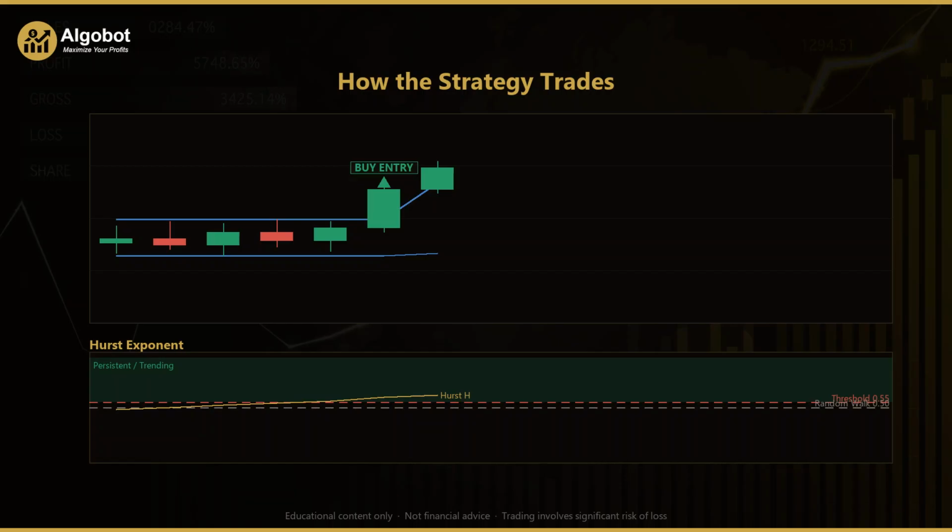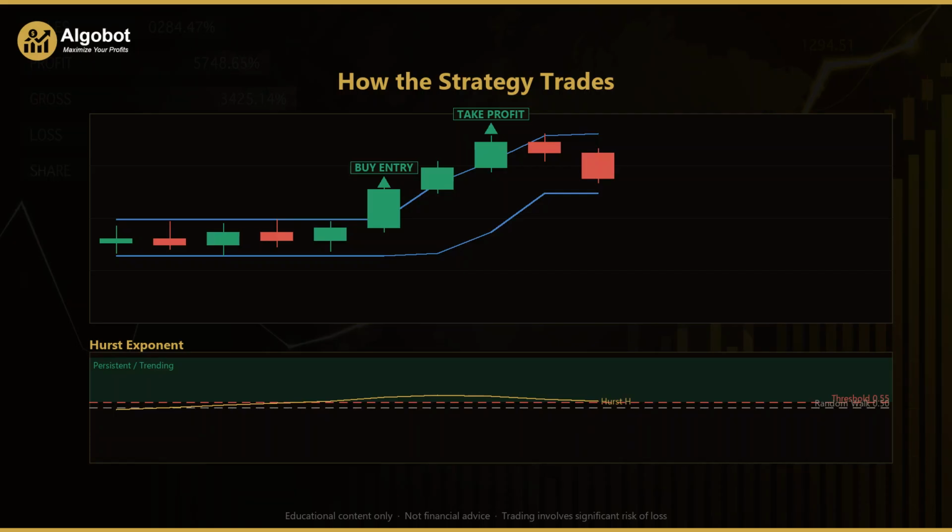Now watch the Hurst line climb. By the 5th candle, it has pushed up above the threshold of 0.55 and into the green persistent zone. At that same moment, price closes firmly above the channel high. Both conditions line up. The regime is trending, and the breakout is confirmed. That is where the buy entry marker appears. The strategy enters long, places its stop loss below entry at 2 times the average true range, and sets its take profit above at 3 times the average true range.